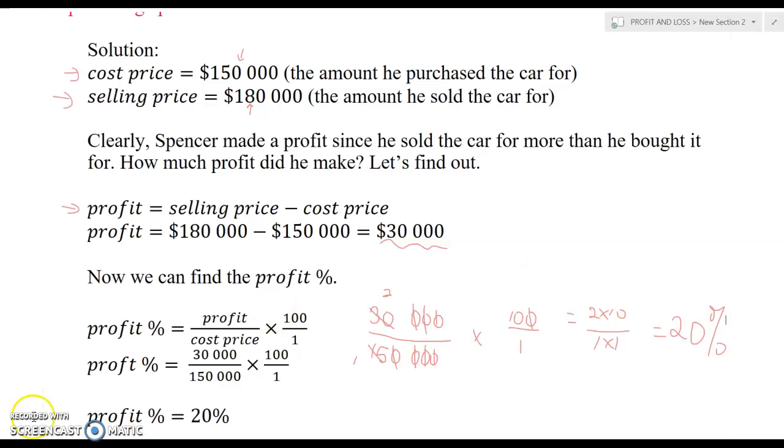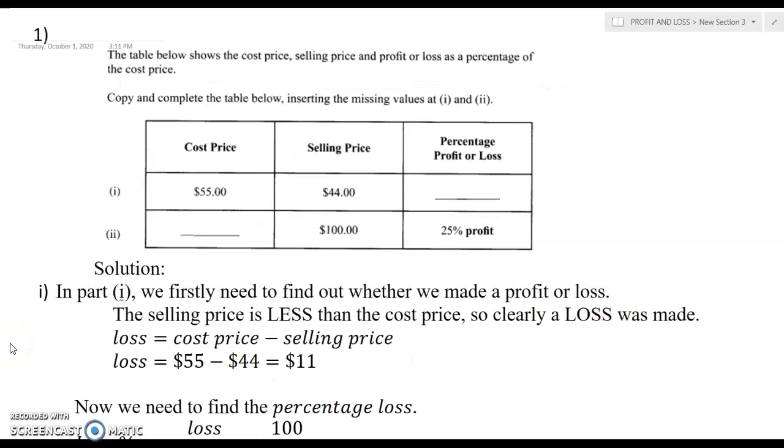Very simple. So now we're going to look at another question. And this is from a CXC past paper question. The table below shows the cost price, selling price, and profit or loss as a percentage of the cost price. So basically, when I complete this table here, for part 1, we are given the cost price and we are given the selling price. You want to find out the percentage profit or loss.